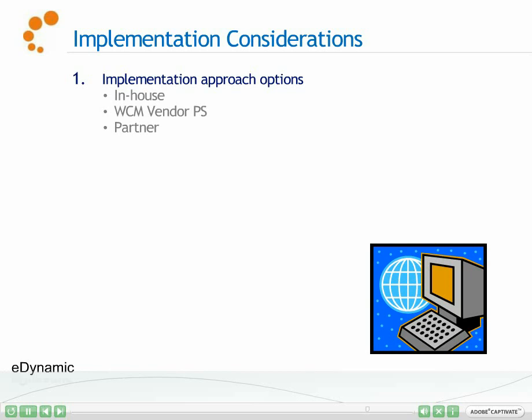Another thing to look at when evaluating a potential implementation partner is their flexibility. For example, here at eDynamic, we offer a global delivery model, which allows you to choose from different combinations of on-site and offshore delivery options based on what's the best fit for your timeline and budget.